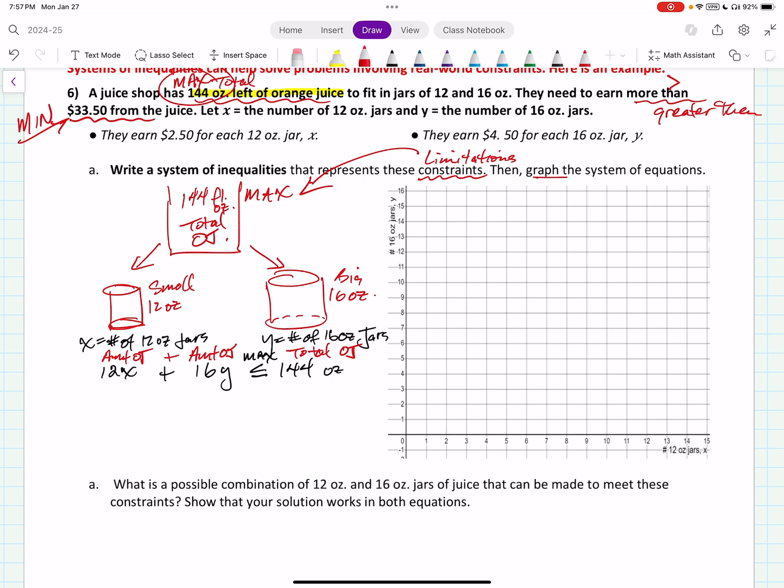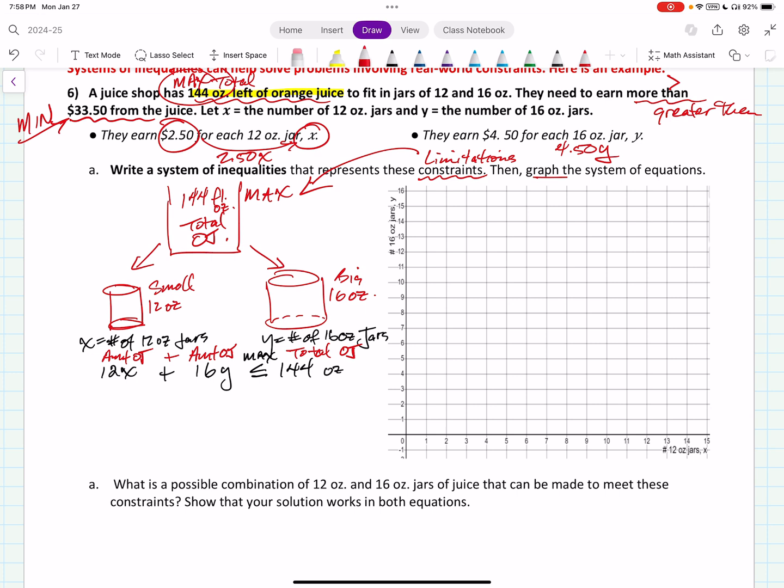So next equation, we got to check money here. We earn money for every jar that we sell. So if we earn 250 for every jar that we sell, and we're selling x jars, then we're going to be earning 250 times whatever we sell. So you want to multiply that. And that's for the small. This is the money brought in by the small jars. And then the money brought in by the bigger jars, well, that's 450 per jar times the number of jars, y, and that's going to be the money brought in by the 16-ounce jars.